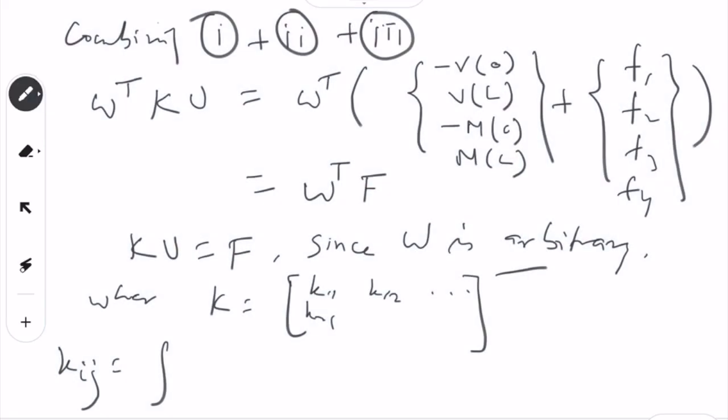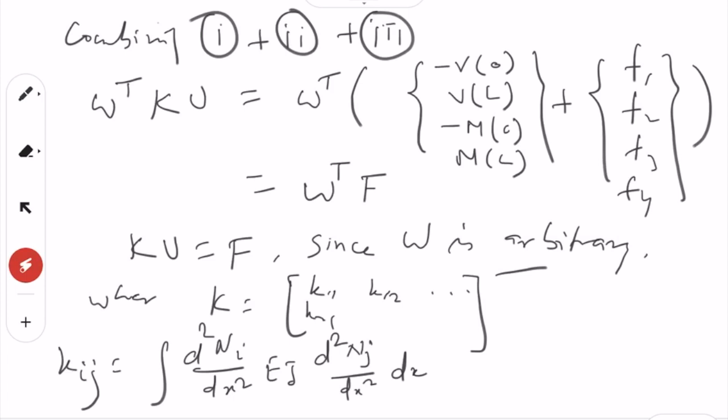So, what you get is d square n i dx square E I d square n j, rather, dx square dx. So, this is what it will be. So, n i here n j, so k i j is how this is calculated. So, this is from 0 to L. Yeah. So, this is the stiffness matrix you calculate.